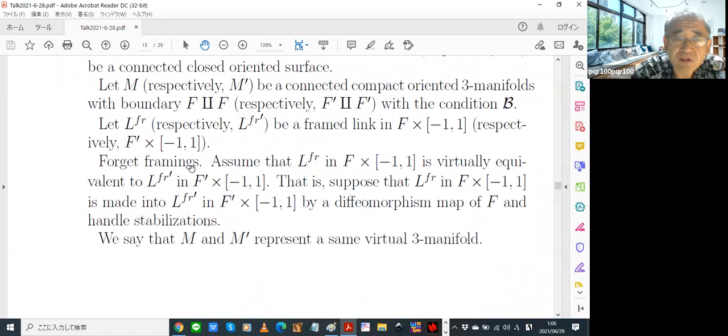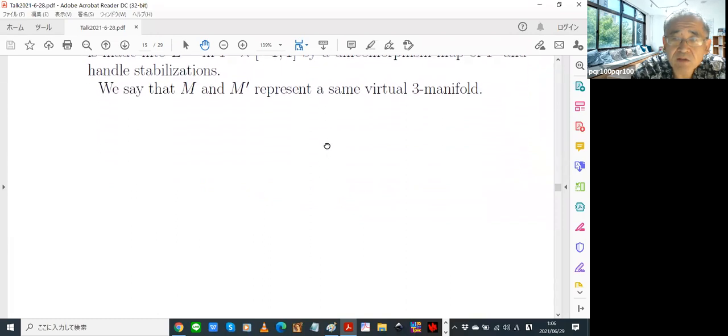Forget framings for now. Assume L in F is virtually equivalent to L prime in F prime. That is, suppose that L in F is made into L prime in F prime by a different map of F and handles, stabilizations. We say that M and M prime represent the same virtual three manifold.